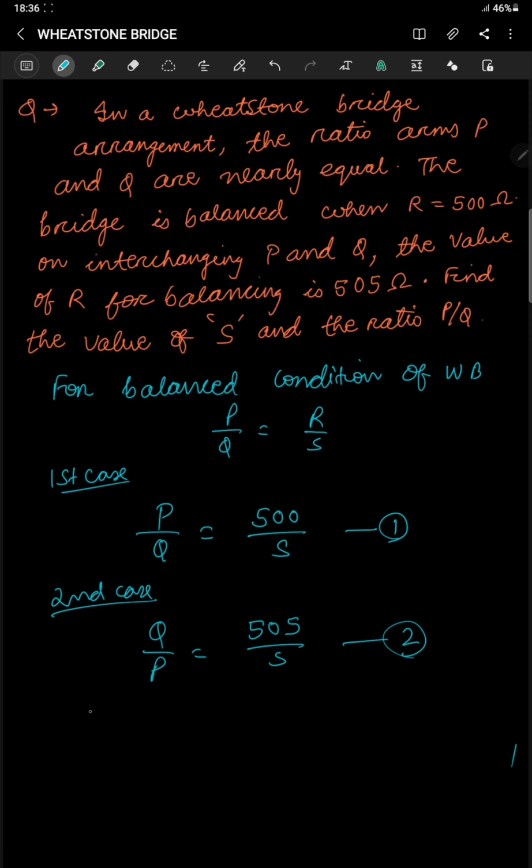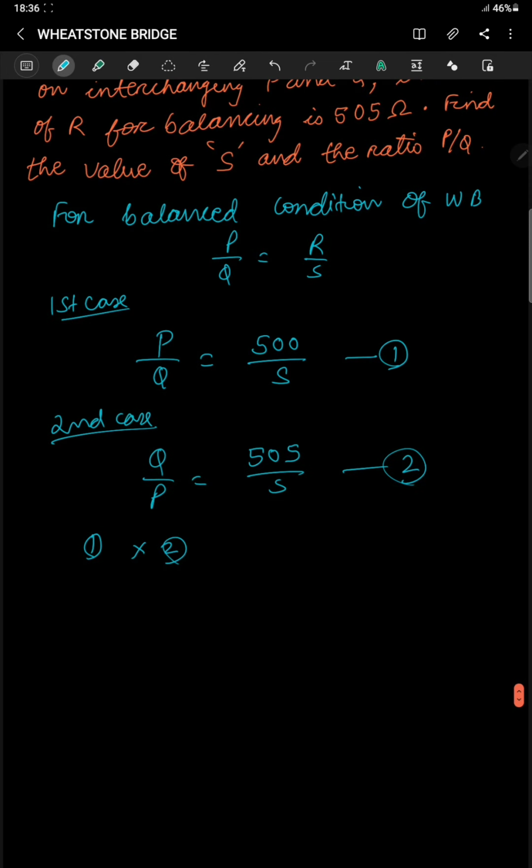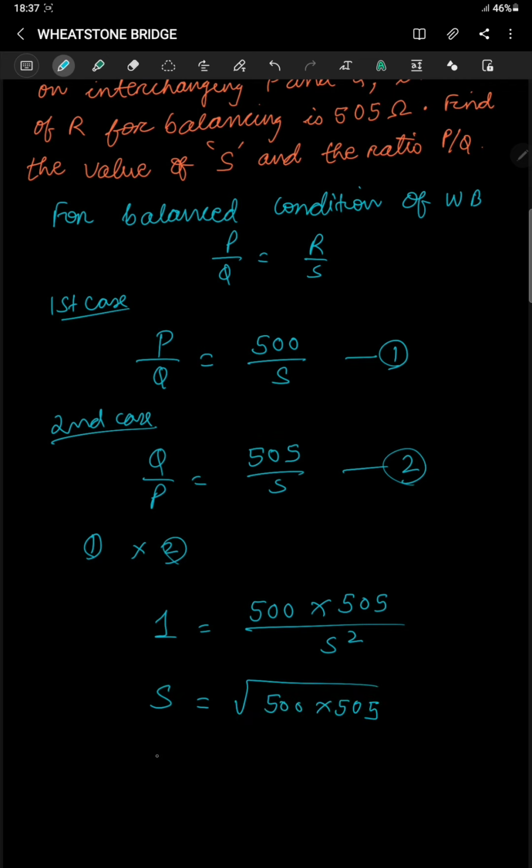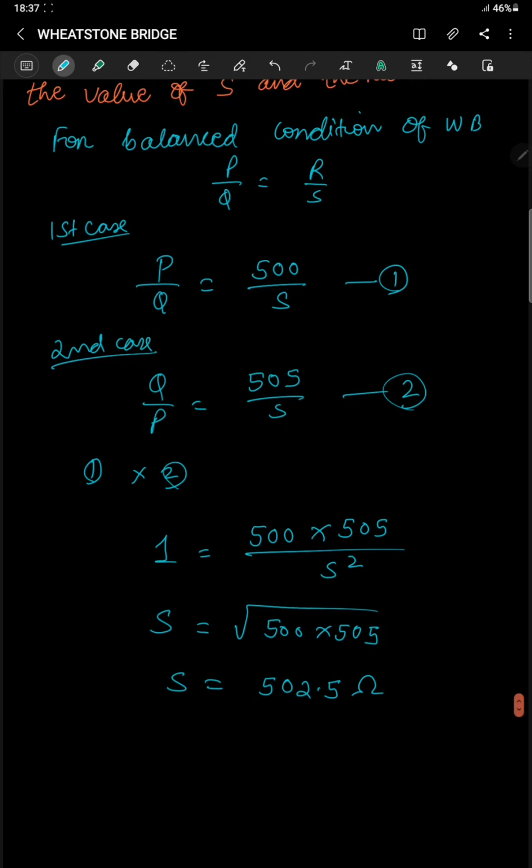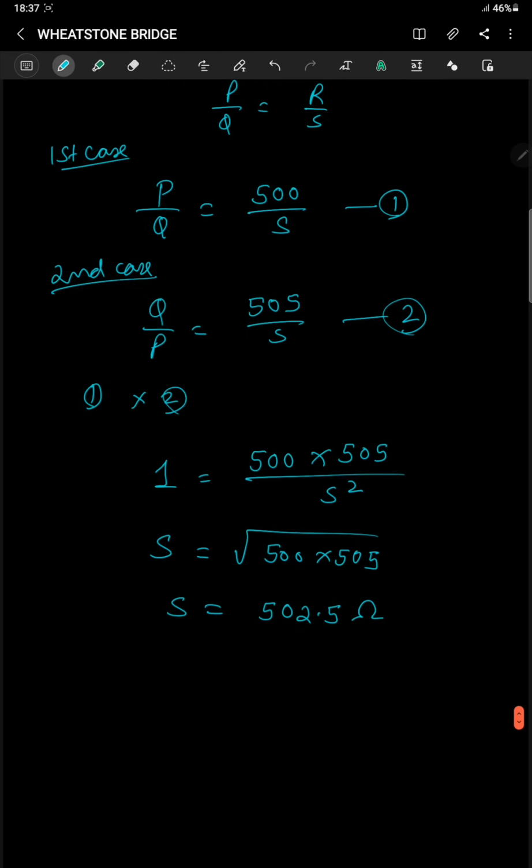Now what you do is multiply equation 1 with equation 2. Once you multiply them, the left hand side becomes 1, since P by Q into Q by P is 1. What is left is 500 into 505 divided by S square. So this implies S is equal to the square root of 500 into 505. S will come out to be around 502.5 ohm. Once you have calculated the value of S, you can put it in either equation 1 or equation 2.